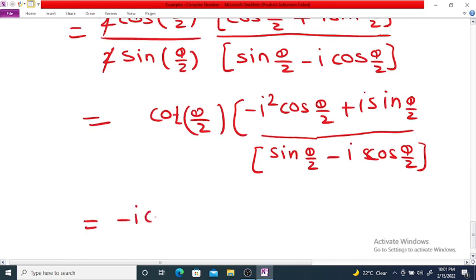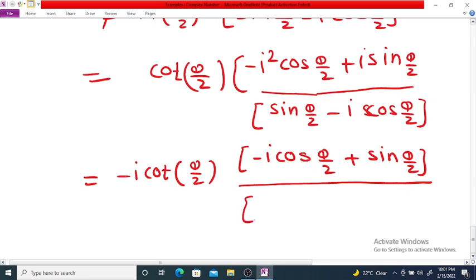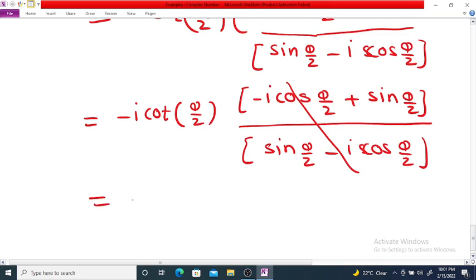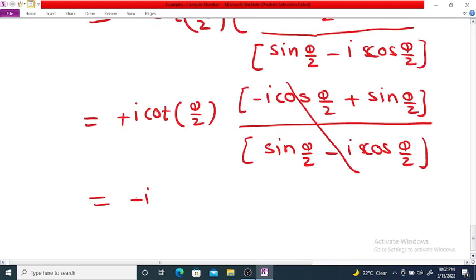that is equal to minus i times cot theta by 2, and on the numerator it is minus i times cos theta by 2 plus sin theta by 2, since we take i outside, and on the denominator also sin theta by 2 minus i times cos theta by 2. Now you can see here this term will get cancelled, and the answer is what, minus i times, not minus, there is no need to take minus i outside, just take the plus i outside, so it is plus i times cot theta by 2.